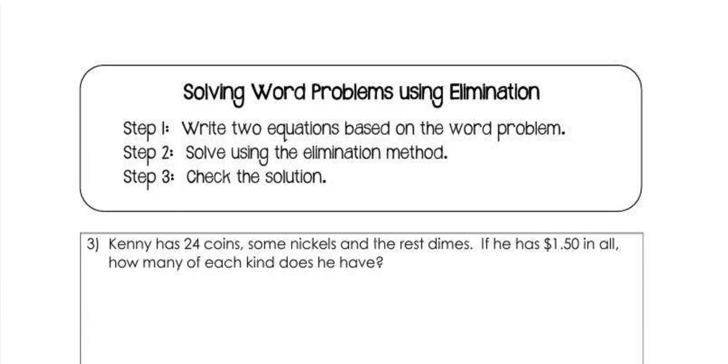The next type of word problems we'll have is elimination, just like we've been learning. We had substitution, then elimination. And the process to do this is exactly the same: still writing the two equations, using the elimination method to solve, and then mentally just checking to make sure that it works out.